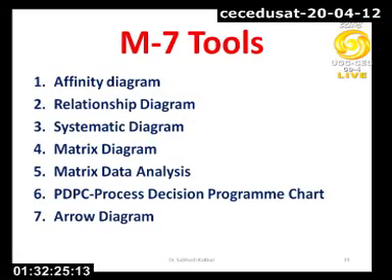Similar to quality control tools, M7 tools are also available. These are called management 7 tools or 7 management tools. And these are affinity diagram, relationship diagram, systematic diagram, matrix diagram, matrix data analysis, PDPC, process decision program chart and arrow diagram. And these are called management tools. Now, we will discuss our QC7 tools.